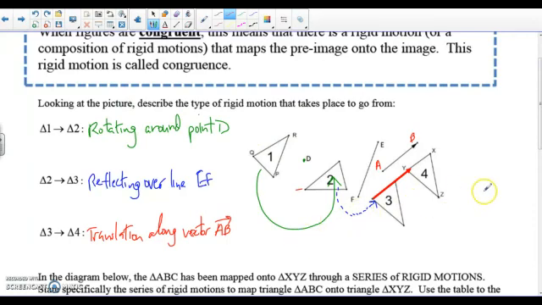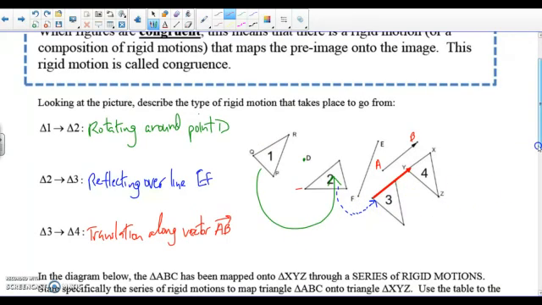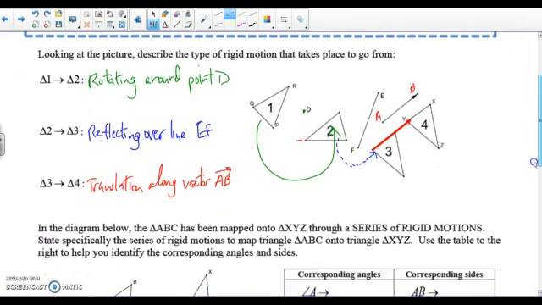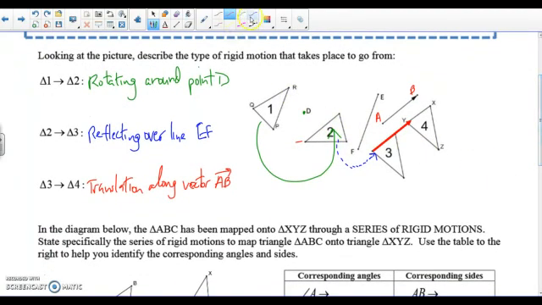Now, since this is a series of rigid motions, remember there are no dilations here. Nothing's getting bigger or smaller. So we know for a fact that triangle PQR, which is our first triangle, is definitely congruent to triangle XYZ.